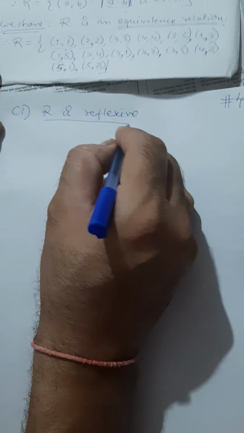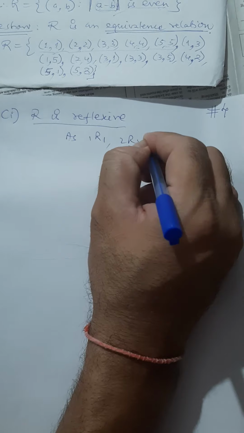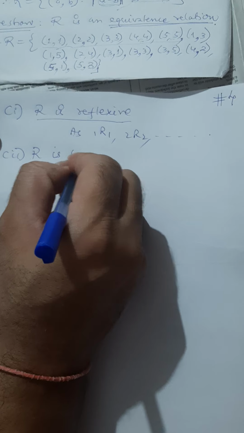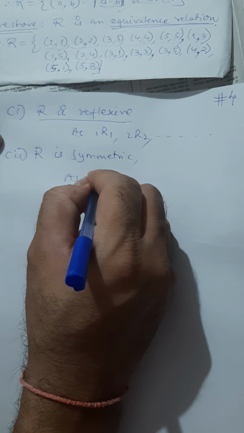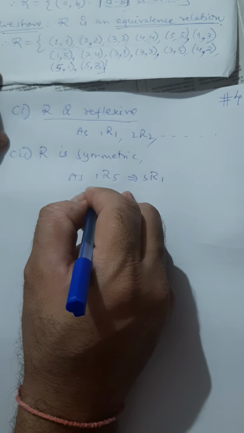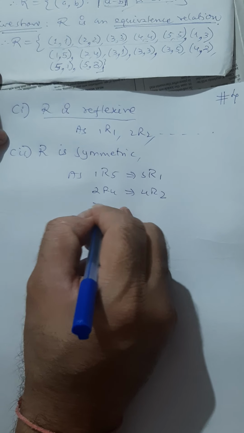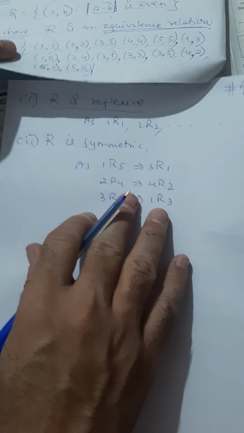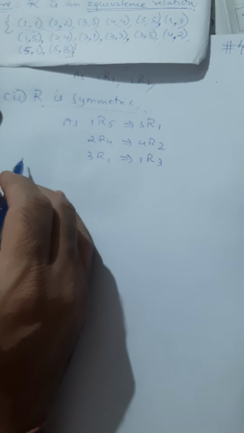So here R is reflexive. The reason is 1 is related to 1, 2 is related to 2, and so on. R is symmetric also, because you can see that 1 related to 5 implies 5 related to 1 is also there. 2 related to 4 implies 4 related to 2 is also there. 3 related to 1 implies 1 related to 3 is also there. So because of this it is symmetric.